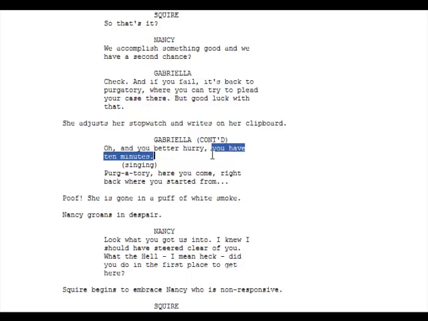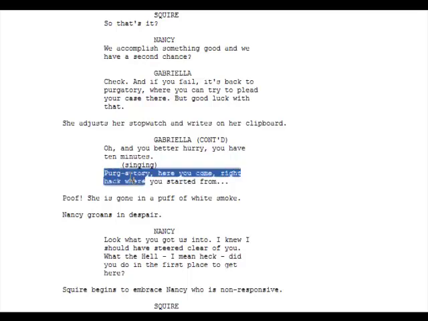But also, then we have her singing this little song, "Purgatory, here you come, right back where you started from." And in this case, that's a prediction. So that makes it kind of fun. Go a little further.